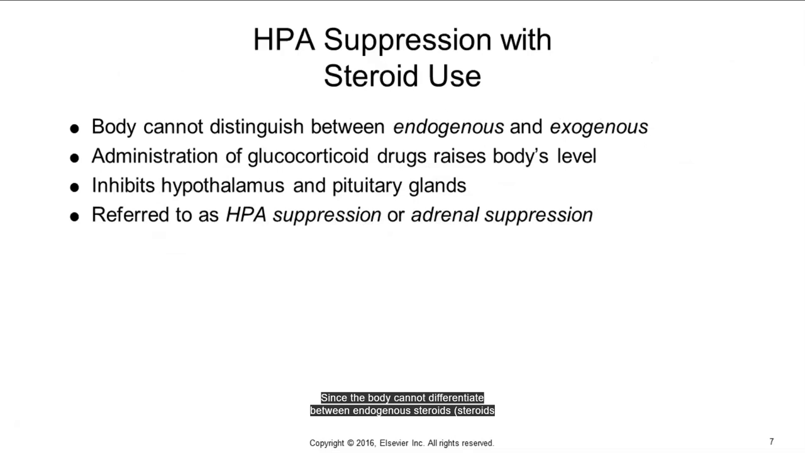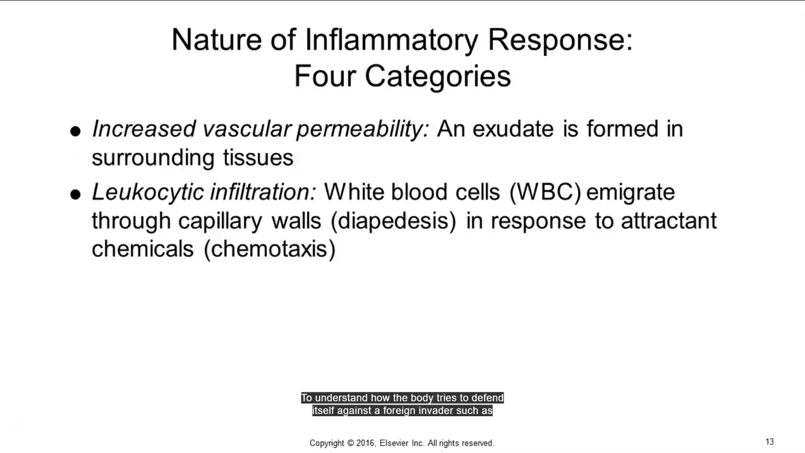Since the body cannot differentiate between endogenous steroids, steroids produced by the body, and exogenous steroids, steroids produced outside the body and given as medication, the body will suppress its own HPA axis, hypothalamus, pituitary, and adrenal suppression, when steroids are administered.